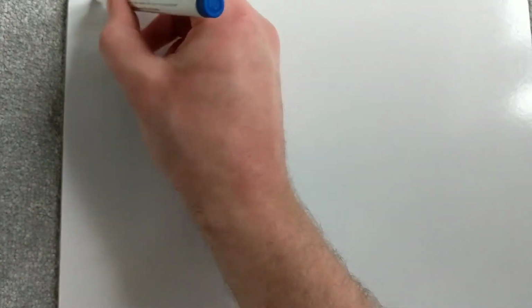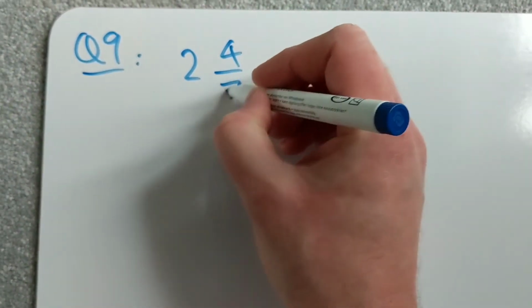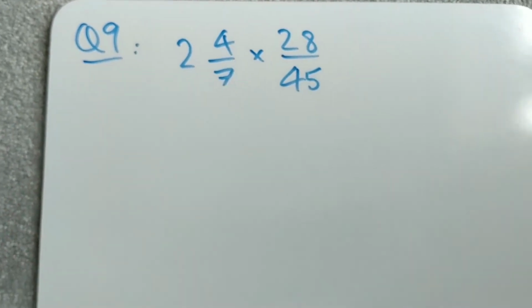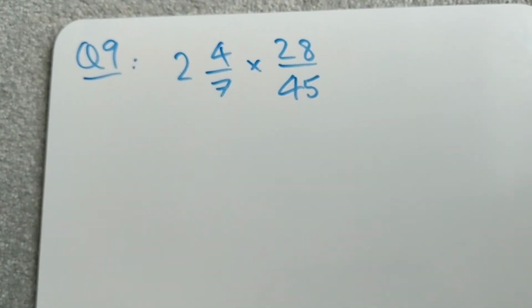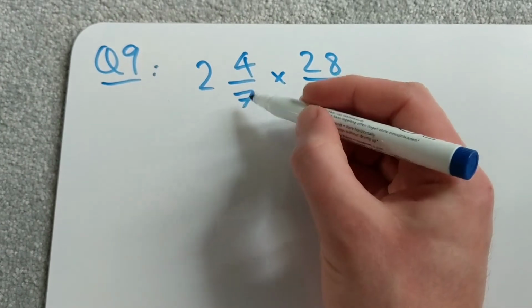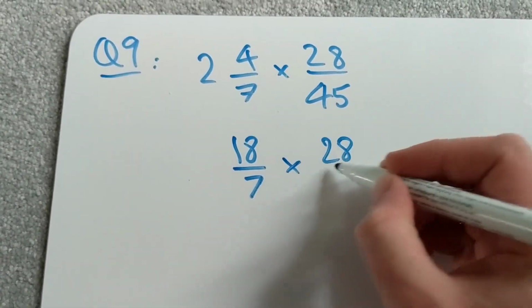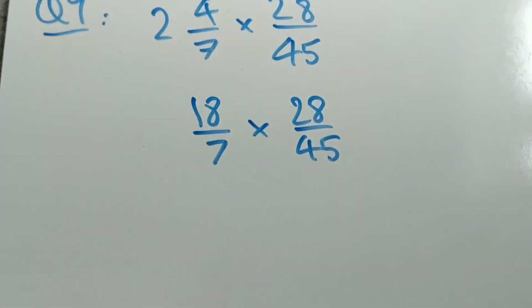Right, question 9. In question 9, we've got multiplying fractions here. The fractions are 2 4/7 times 28 over 45. Now, first mark here is just for changing to top heavy for the first fraction. 2 4/7 with 2 times 7, 14 add 4 is 18 over 7. And we've got it times by 28 over 45. Okay, so you get your first mark there.